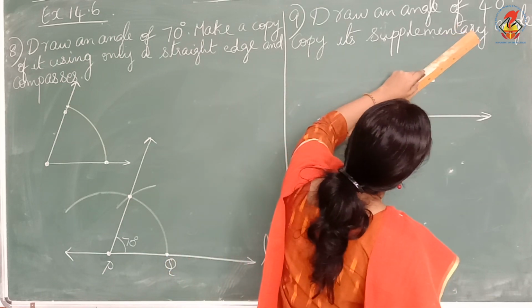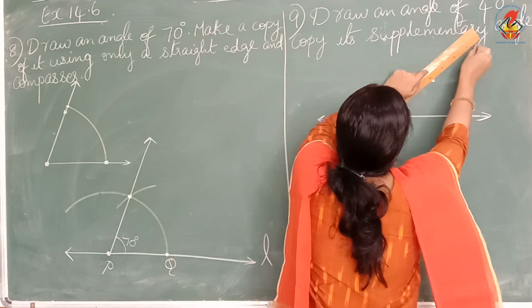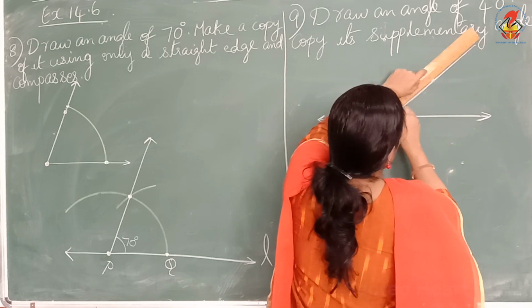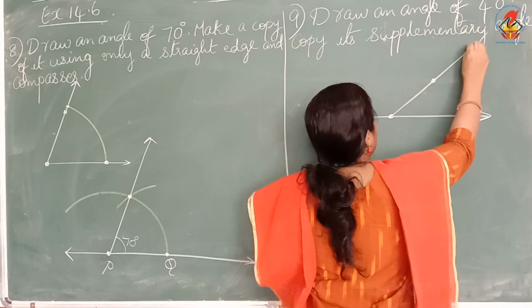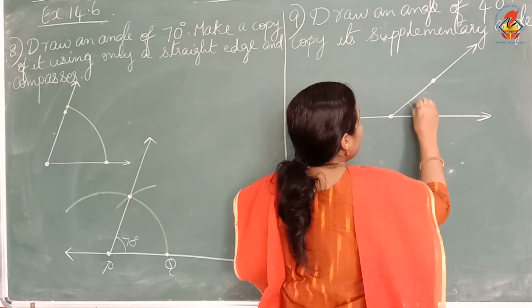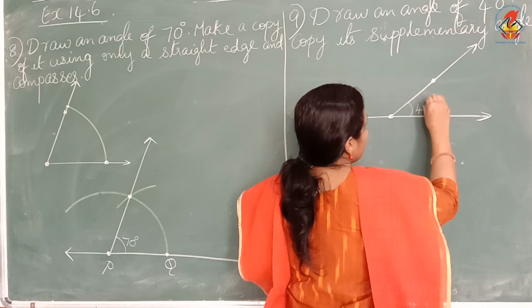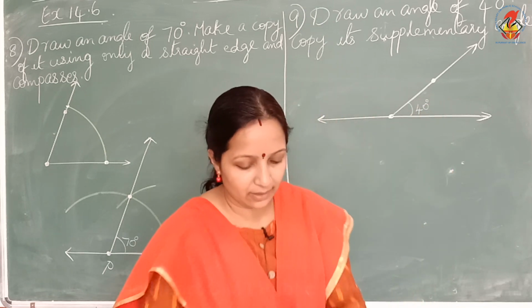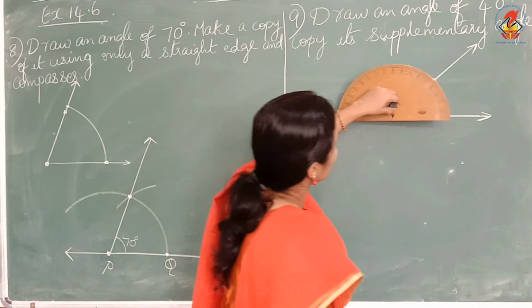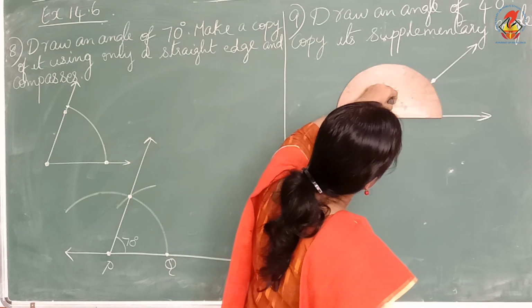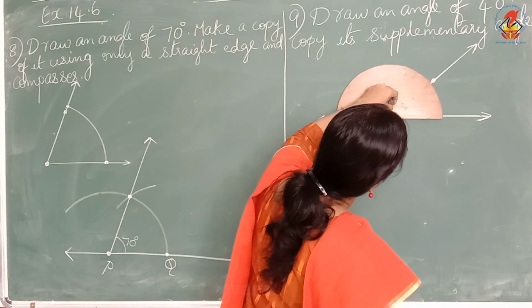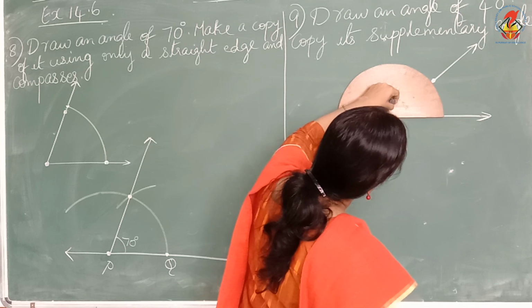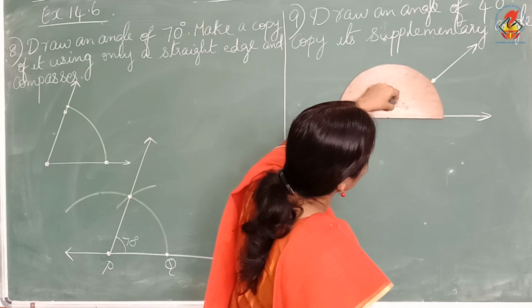Okay, and by using your scale, by using your ruler, you just draw a straight line. This angle will be a 40 degree angle.